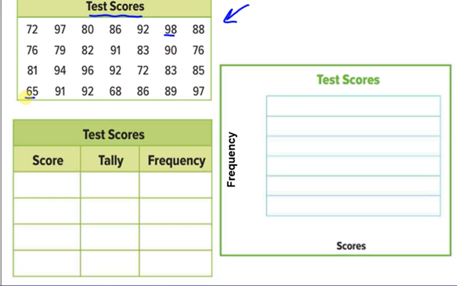So we don't have to start exactly at 65. We could start at 60. So we could go 60 to 69, 70 to 79, 80 to 89, 90 to 99. And we can stop there because 98 is our highest number. So that's how you're going to make your intervals. So 60 to 69, 70 to 79, 80 to 89, and 90 to 99. So now let's make our tally, and you're going to do that and I'm going to do that at the same time.